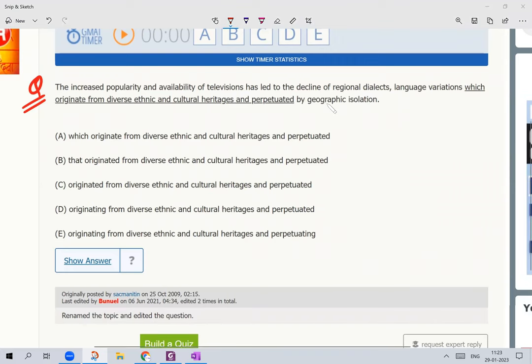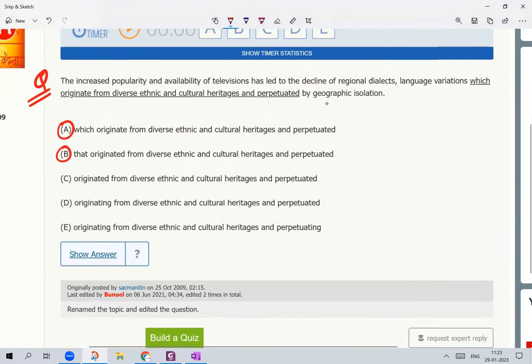Tell me, why is A wrong? Why is B wrong? Why is C wrong? Why is E wrong? Any answer, any reasoning, nothing doesn't matter at all. But until you don't tell, it won't happen. Trust me. You have to say why it is wrong. Tell me, why is A wrong?